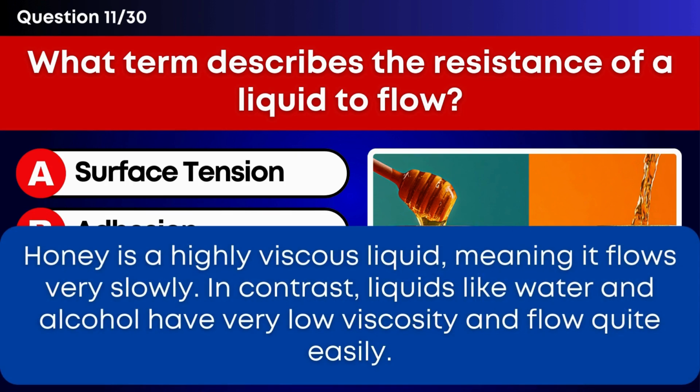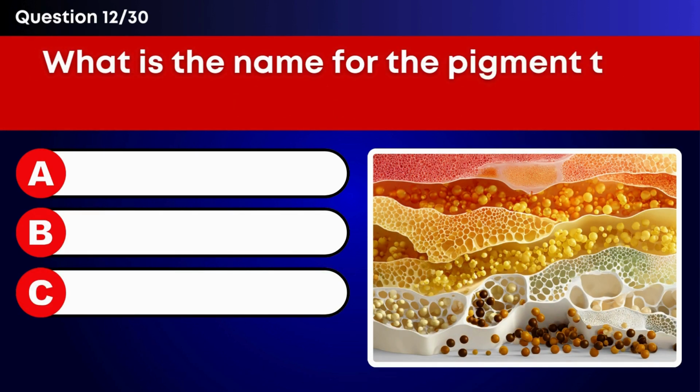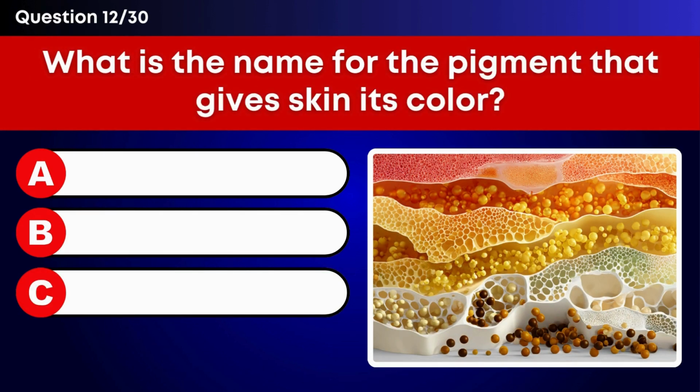Viscosity. Honey is a highly viscous liquid, meaning it flows very slowly. In contrast, liquids like water and alcohol have very low viscosity and flow quite easily. What is the name for the pigment that gives skin its color?